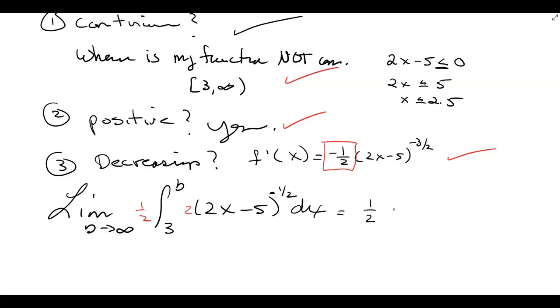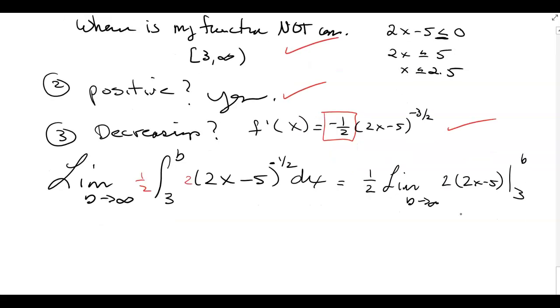Yeah, limit as b goes to infinity. When I take that integral, it's actually a 2, because it's divided. It goes up to a half divided by 2, so it's the square root of 2x minus 5 from 3 to b. So here's what's nice. The 2 and the 1/2 just do away with each other. Don't need to worry about those.